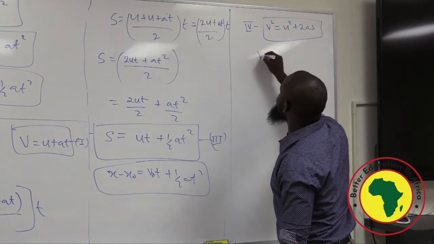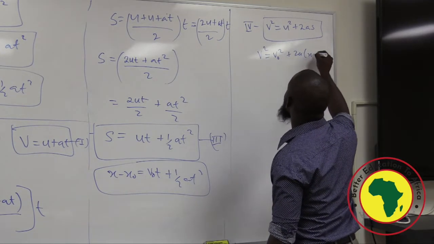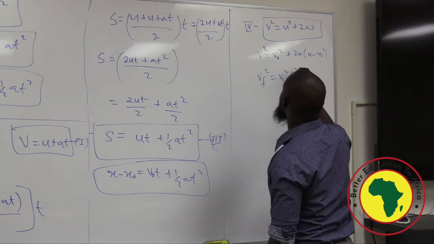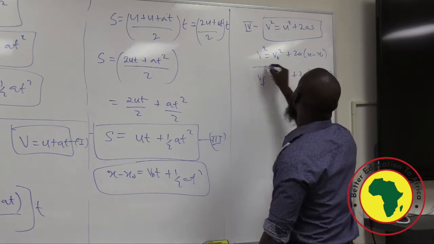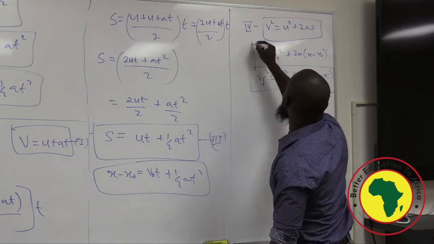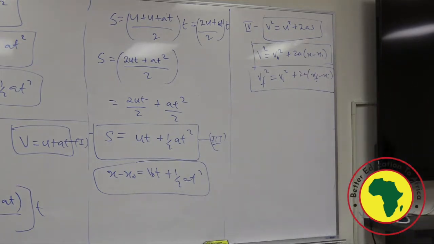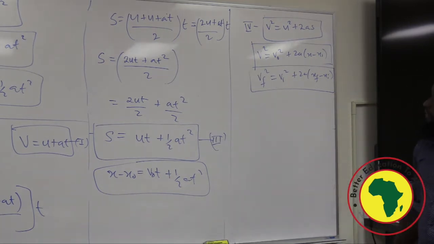So we can write this as v squared equals v naught squared plus 2a(x minus x naught), or v final squared is v initial squared plus 2a(x final minus x initial). Okay? Any of these notations represent the same fourth equation of motion. Is that okay? Okay! So now let's prove this.